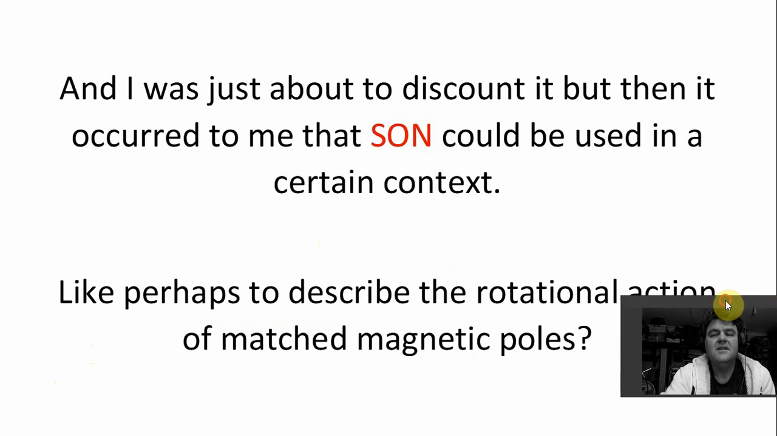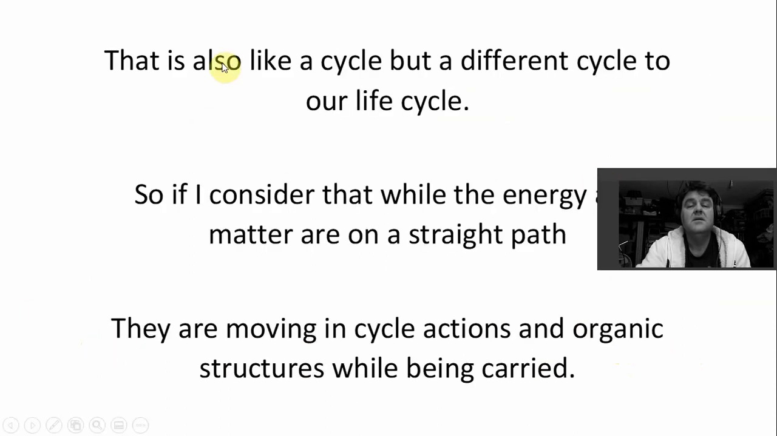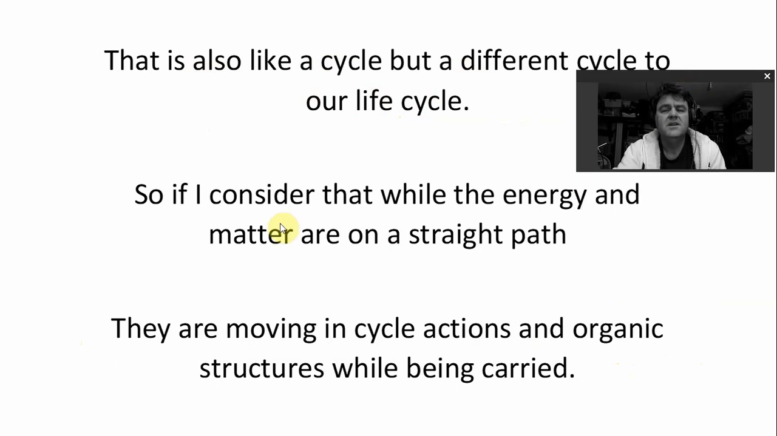So, I was about to discount that idea, but it occurred to me that sun actually could be used in a certain context, like perhaps to describe the rotational action of the matched magnetic poles when they repel each other and cause that twisting sideways action, which essentially is a rotation. Right? It's also a cycle because that makes the particles move, but it's just different to our life cycle. So if I consider that while the energy and the matter are on a straight path, they are moving in cycle actions and they get involved in organic structures, say, like us, while they're being carried along the straight path.